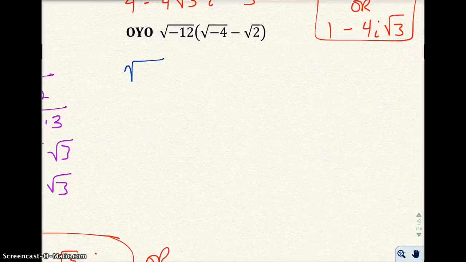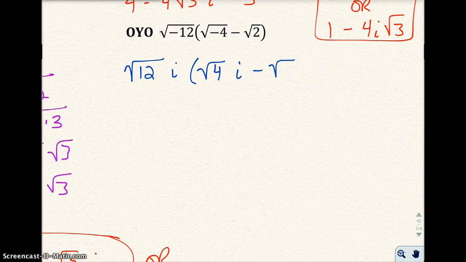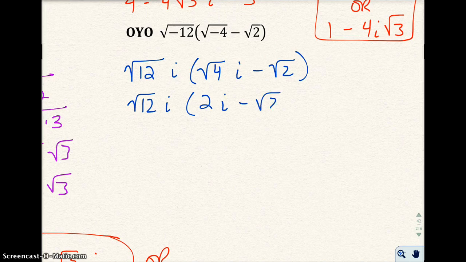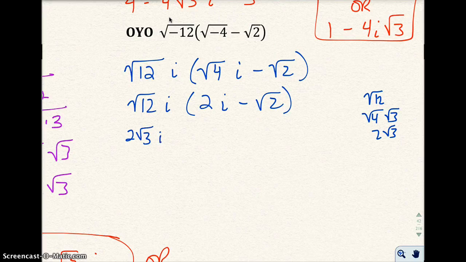I'm going to have to change this to the square root of 12 i times the square root of 4 i minus square root 2. And this is the same thing, square root 12 i times 2i minus square root 2. The square root of 12 is square root of 4 times square root of 3, which is 2 square root 3. This is 2 square root 3 i times 2i minus square root 2.